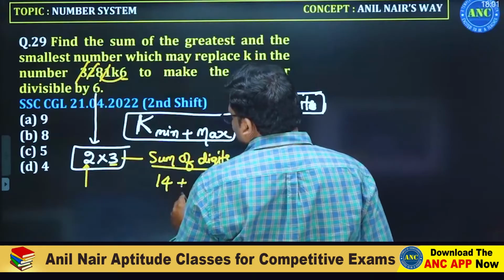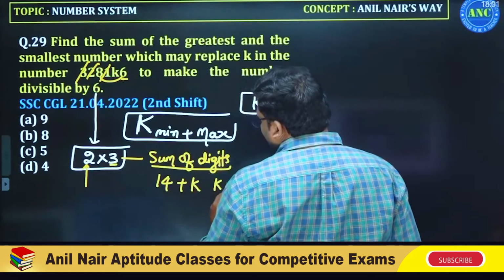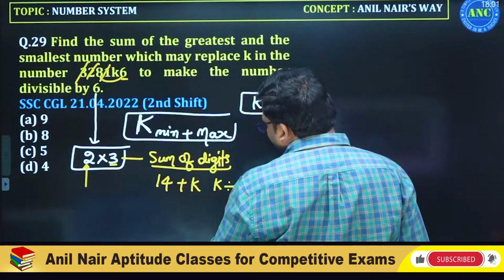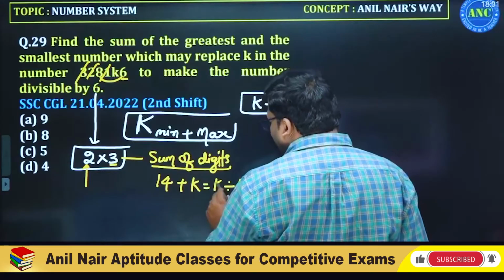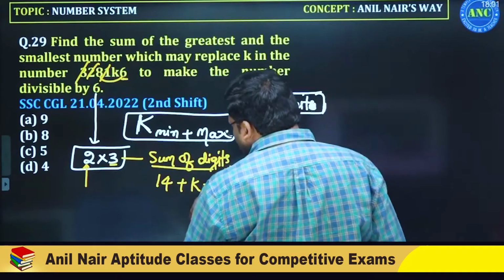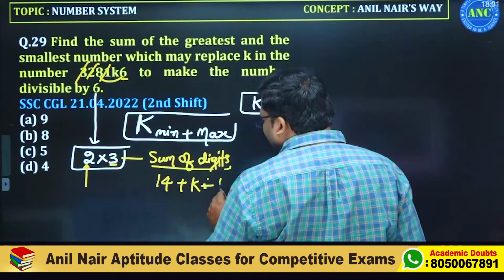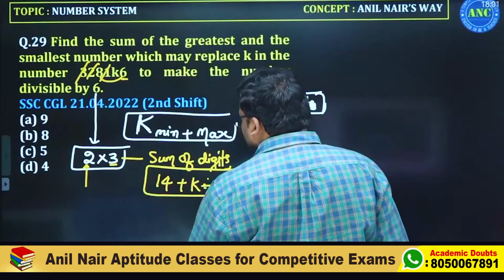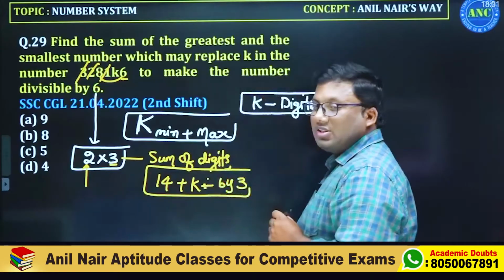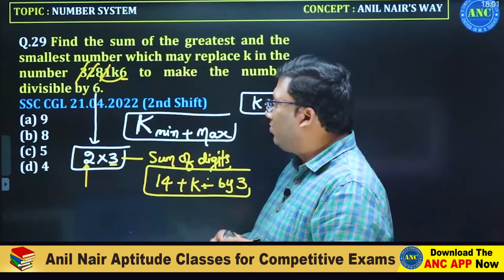14 plus K. K should be divisible by 3. The entire number, 14 plus K, should be divisible by 3. Why should the entire number be divisible by 3? Because the divisibility rule of 3 says the sum of the digits should be divisible by 3.